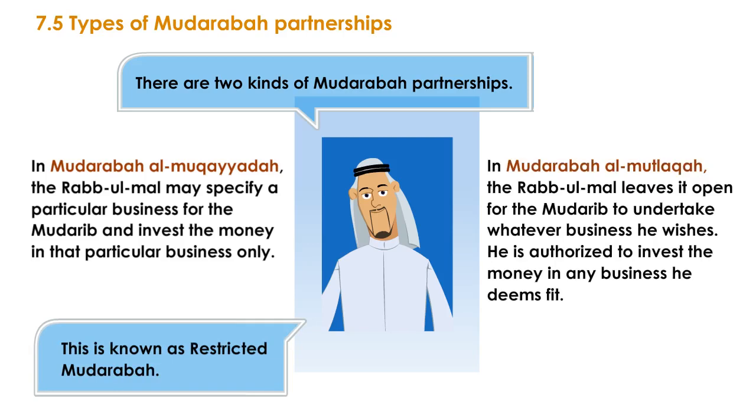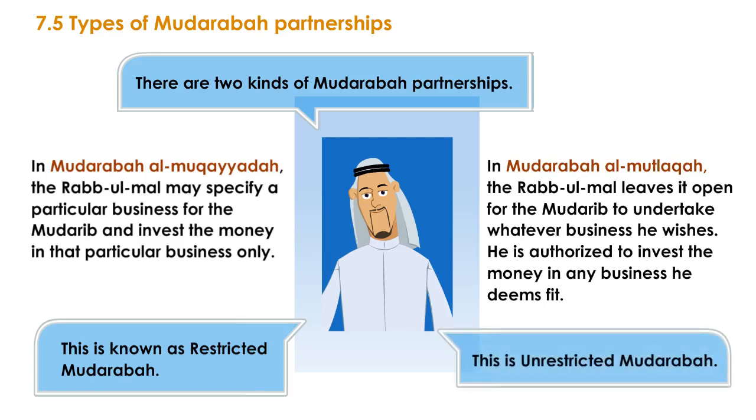In Mudaraba al-Mutlaqa, the Rub al Mal leaves it open for the Mudarib to undertake whatever business he wishes. He is authorized to invest the money in any business he deems fit. This is unrestricted Mudaraba.